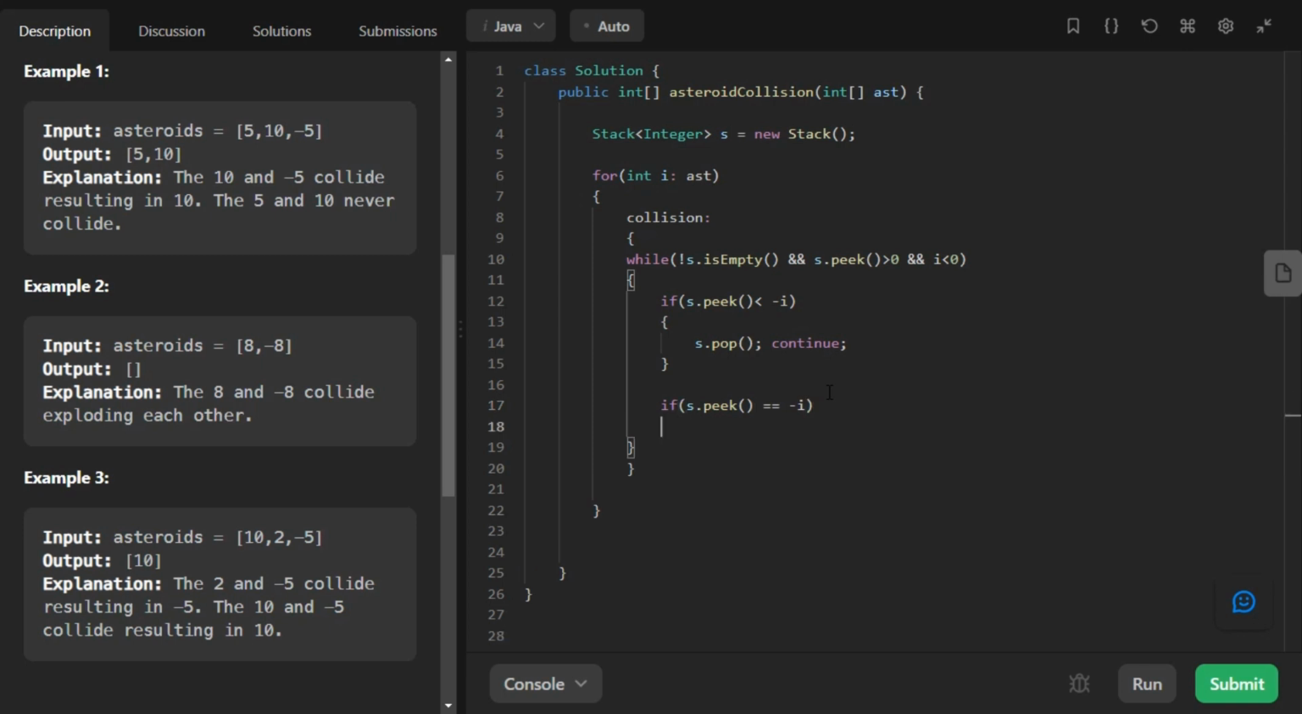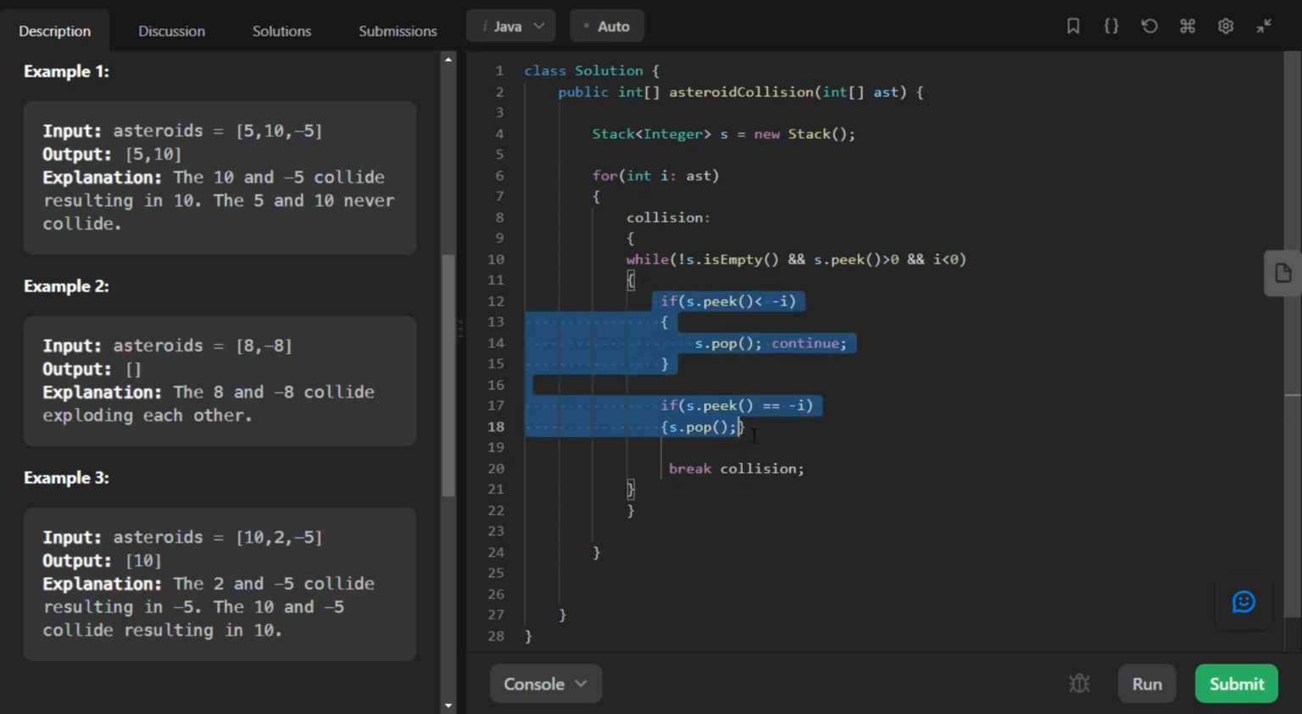what do I need to do? We need to pop the element, right? So we just have to pop the element out of the stack. And what else? What's the next thing that we have to do? We just have to break out from this particular collision over here, because this is the only condition that we have to worry about. If these two conditions are coming, then only we have to get inside of this while loop. Otherwise we just have to come out of this collision block and we can work on the next element.